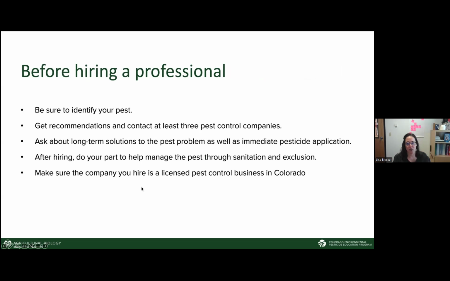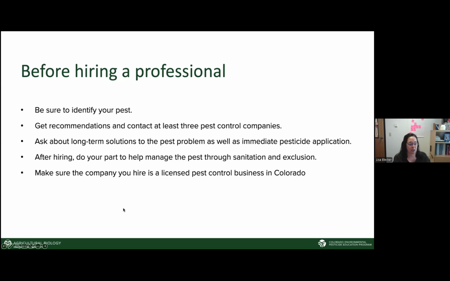You can get recommendations from pest control companies, and they recommend that you contact at least three and interview them. Ask them about long term solutions to the pest problem, in addition to that immediate pesticide application. And then find out from that professional what you can be doing with sanitation and exclusion to prevent a reinfestation, especially if you're talking about spiders, ants, rodents coming into your home. There's a lot of sanitation and exclusion that we can do after a pesticide application to prevent reinfestation.